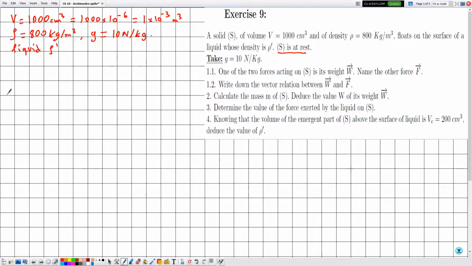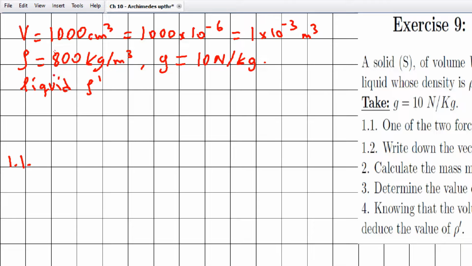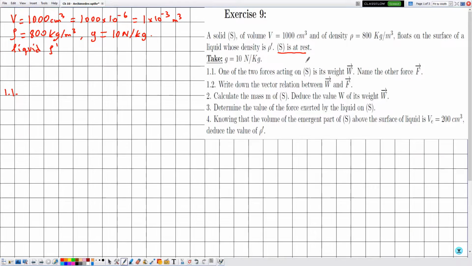Now 1.1. Here, just a side remark. Because the solid S is floating on the surface of the liquid, where the density of the solid is rho and the density of the liquid is rho prime, the solid is less dense than the liquid. Then we expect that the value of rho, which is 800 kilogram per meter cube, must be less than rho prime. So the value of rho prime must be greater than 800.